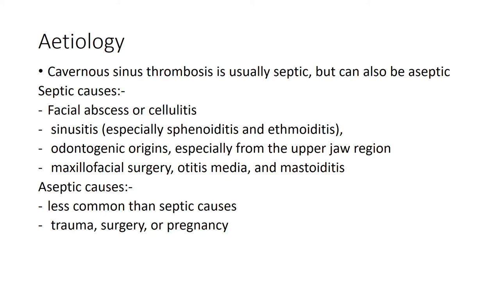The etiology of cavernous sinus thrombosis. Cavernous sinus thrombosis is usually septic, but it can also be aseptic. Septic causes, for example, facial abscess or cellulitis, sinusitis, especially involving the sphenoid and ethmoidal sinus, odontogenic origin, especially from the upper jaw region. A decayed tooth or infection from a tooth of the upper jaw can lead to the process of cavernous sinus thrombosis. The other septic causes are maxillofacial surgery, otitis media, and mastoiditis.